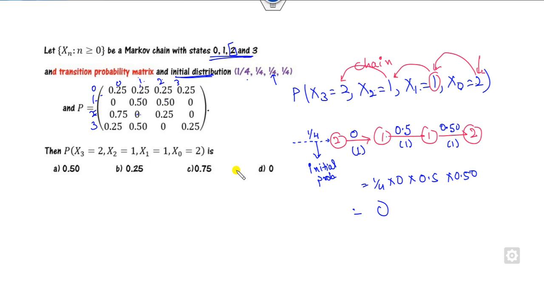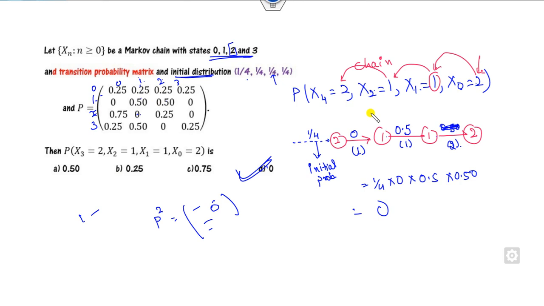For example, if they are asking about this X4, what will happen? This period will be my 2, then it is not the 0.2. For that you have to find the P square and then look at the corresponding value of the 1, 2, 2 in this case. Otherwise you can draw the transition diagram and then look at the possible pairs.